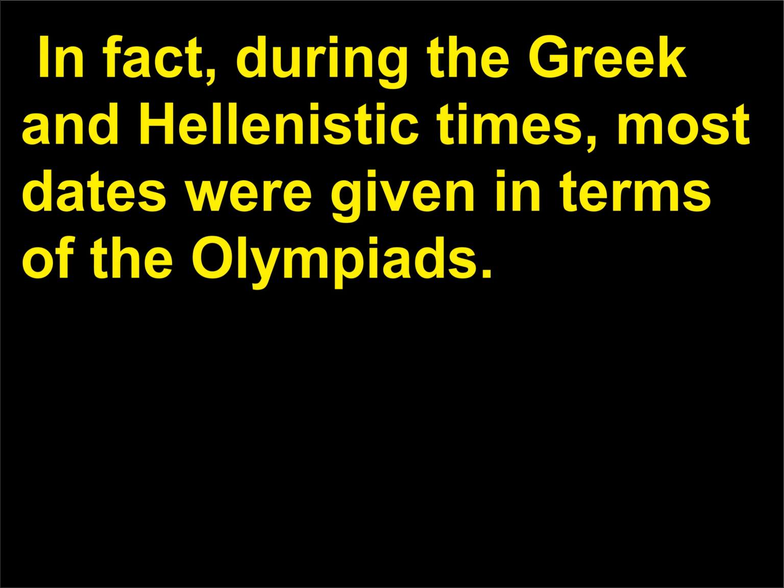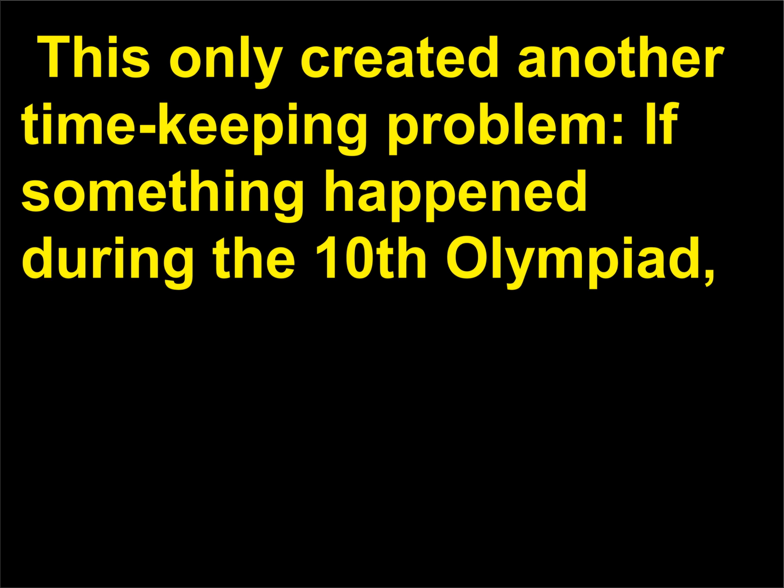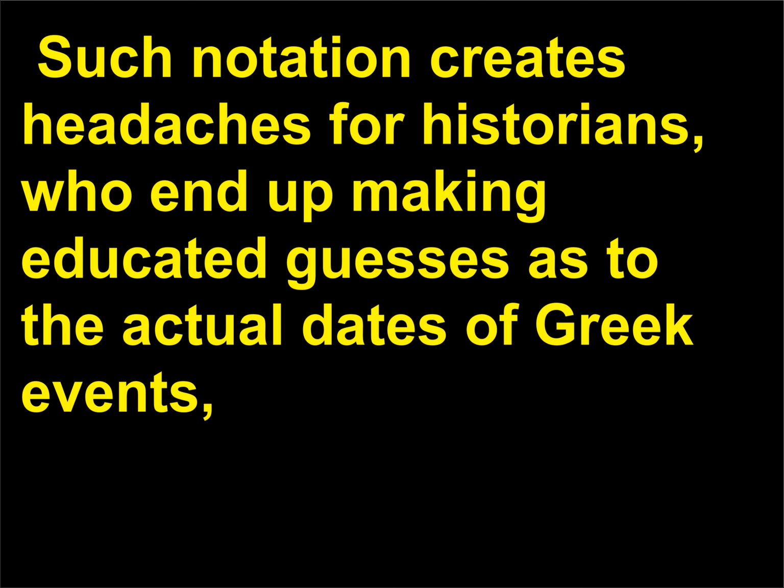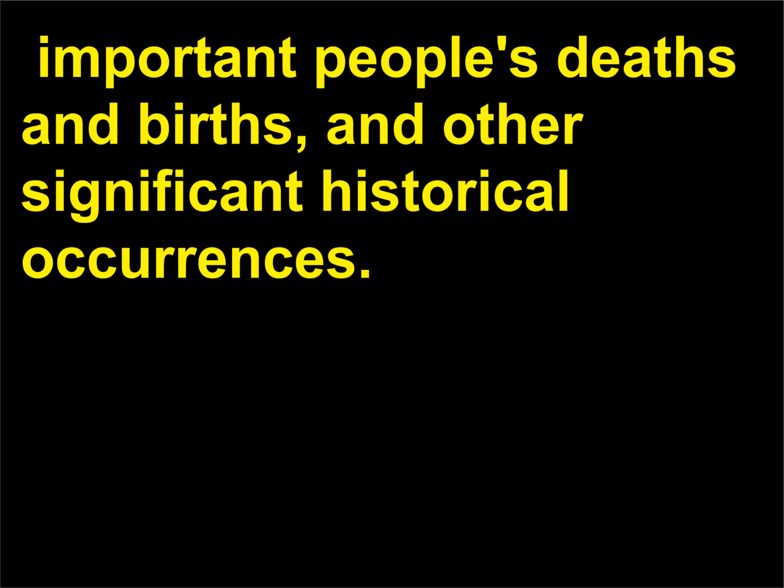In fact, during the Greek and Hellenistic times, most dates were given in terms of the Olympiads. This only created another timekeeping problem: if something happened during the 10th Olympiad, it meant the event occurred within a 4-year span. Such notation creates headaches for historians, who end up making educated guesses as to the actual dates of Greek events. Important people's deaths and births, and other significant historical occurrences.